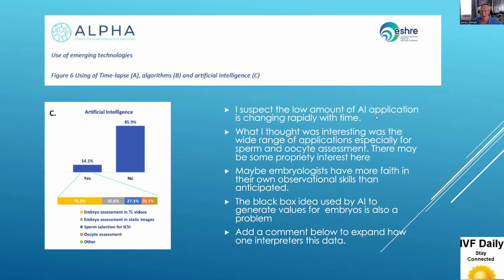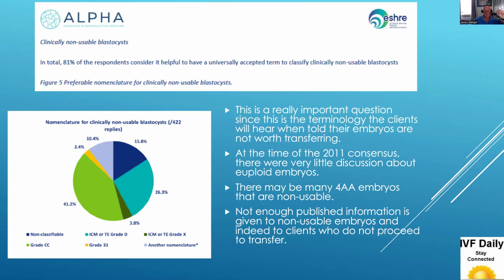So I expect the low amount of AI applications to change rapidly with time. What I thought was interesting was a wide range of applications, especially for sperm and oocyte assessment. I also think that many embryologists have more faith in their own observational skills than anticipated. The black box idea used by AI to generate values for embryos is also a problem. However, I may well be out on a limb here. So if you'd like to add a comment to expand how one interprets it, please make a comment.